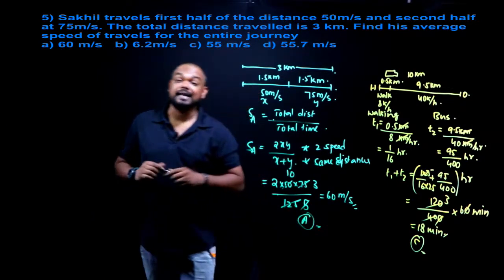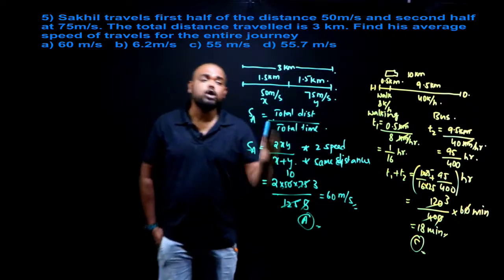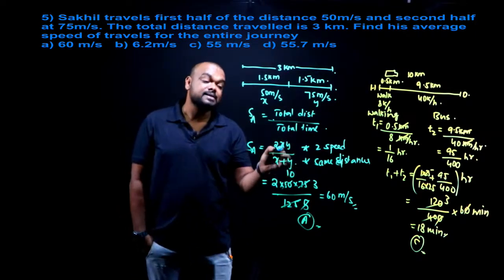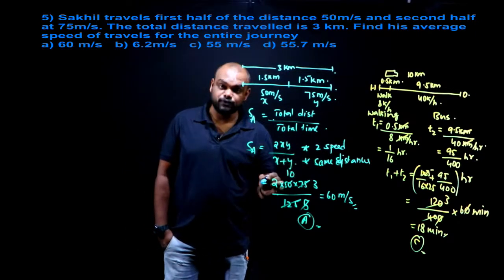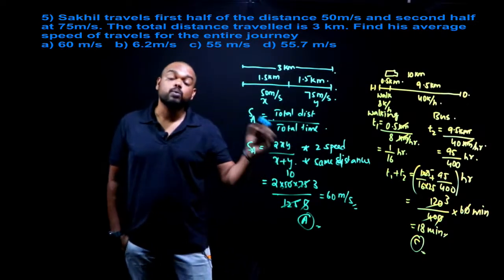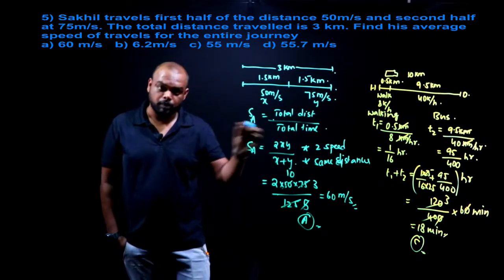Okay, directly the average speed formula. You can go with this also. But since this can be used here, we can do it much faster. When we cannot use it, what should be done? That I'll show you in the coming problems. Do not worry about it.